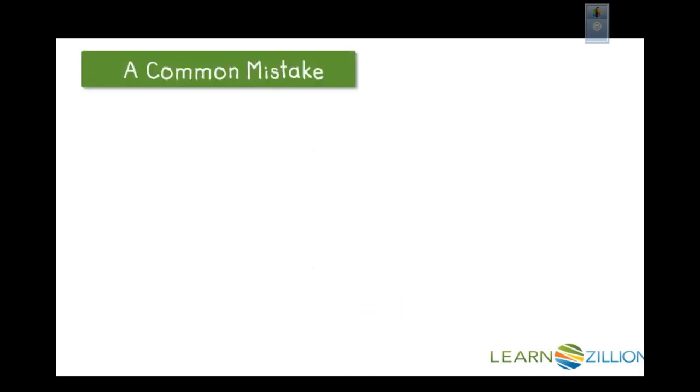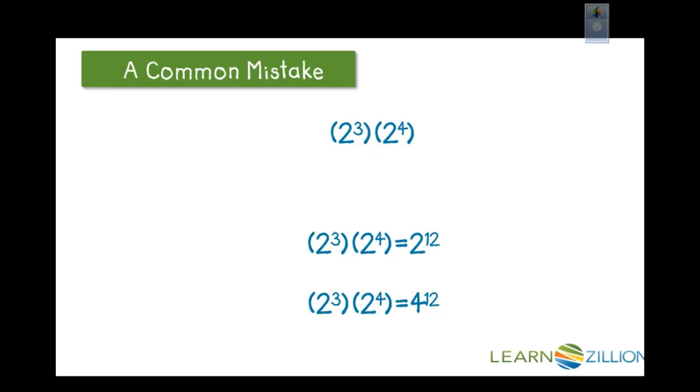Back to the original question. Here I have written each of the exponential expressions in parentheses with no operations in between. Anytime two parentheses are written next to each other with no operation in between, the operation is multiplication. Often, students think that 2 to the third times 2 to the fourth equals 2 to the 12th because they multiply the two exponents. Or they think that the answer is 4 to the 12th because they multiply the bases and the exponents. But we'll quickly find that neither is correct.